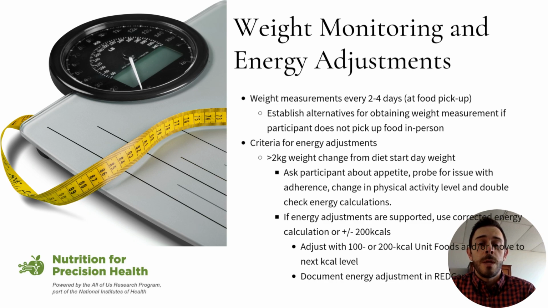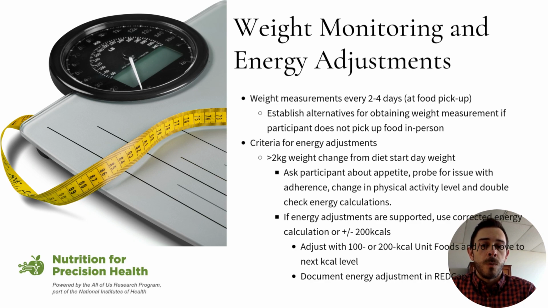So if a participant is showing a change greater than 2 kilograms in either direction from their start weight on the diet, then it would be helpful to gather additional information from them about their appetite. Have they been hungrier? Have they been less hungry? Probing for any issues about adherence, which hopefully would be obvious from the DDALs, but additional information may be warranted if that seems appropriate. It's helpful often to query about any changes up or down in typical physical activity levels that might be associated with this change in weight status. And then also double checking the energy calculations for accuracy.